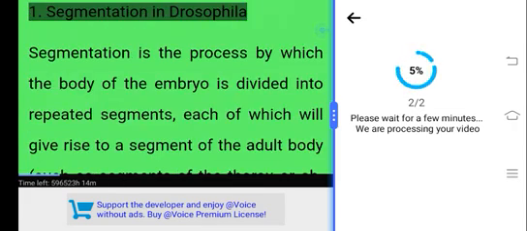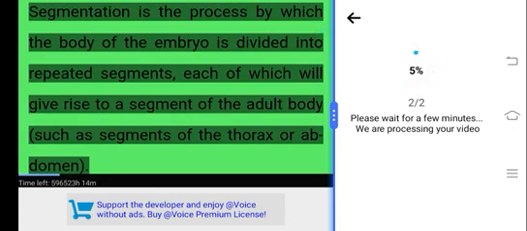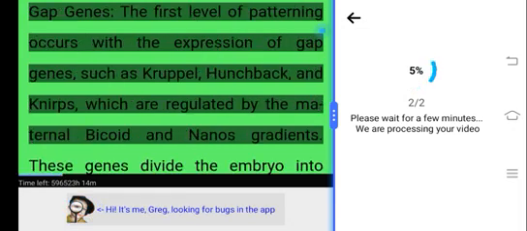1. Segmentation in Drosophila. Segmentation is a process by which the body of the embryo is divided into repeated segments, each of which will give rise to a segment of the adult body, such as segments of the thorax or abdomen.